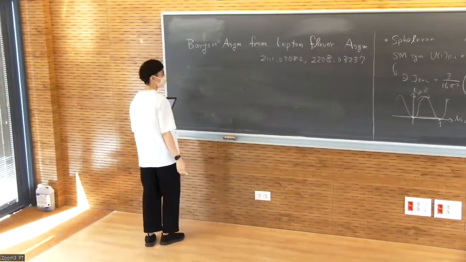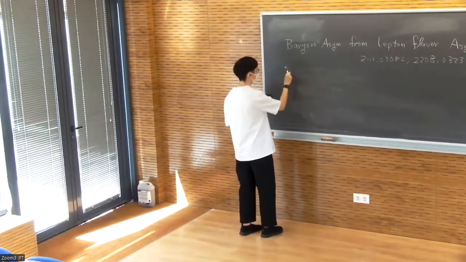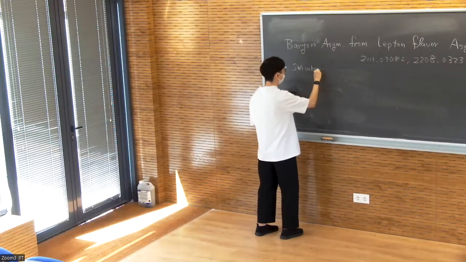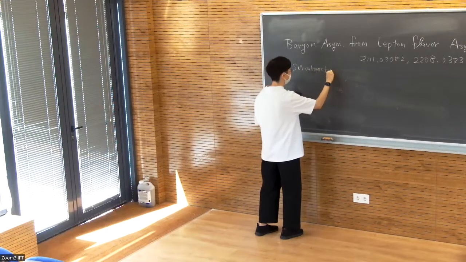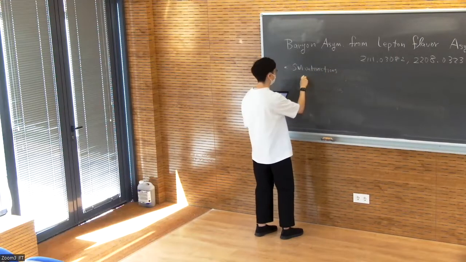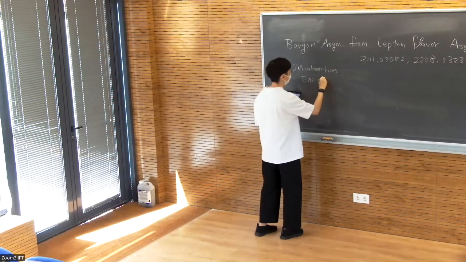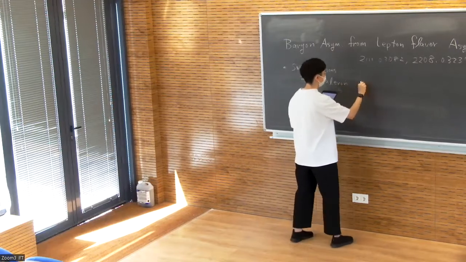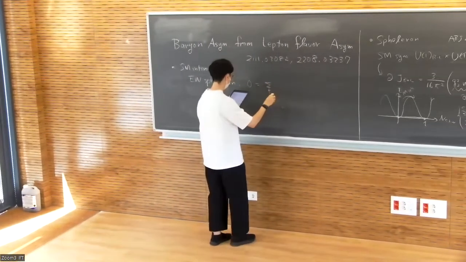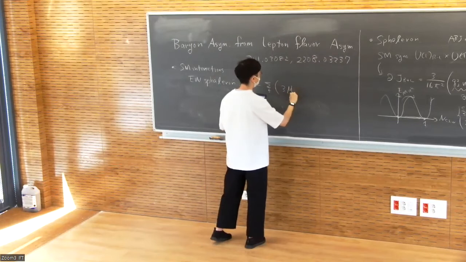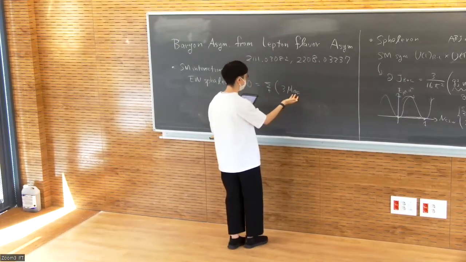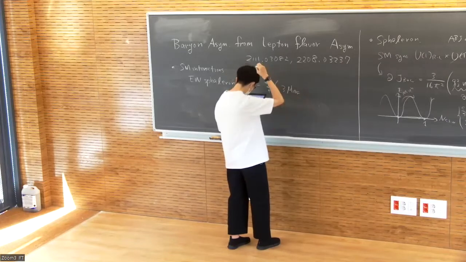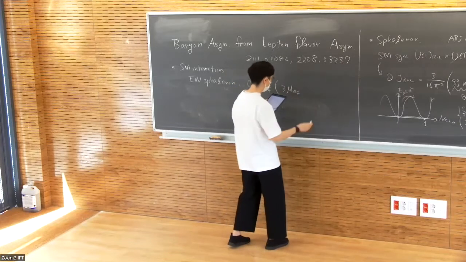Then all I have to do is impose the relation between the chemical potential and the standard model interactions. It's probably too basic, so I'll skip it. But for instance, for the electroweak sphaleron, it should be like this: 3 mu of Q_f, where mu of Q_f is the chemical potential for the quark doublet of flavor f.